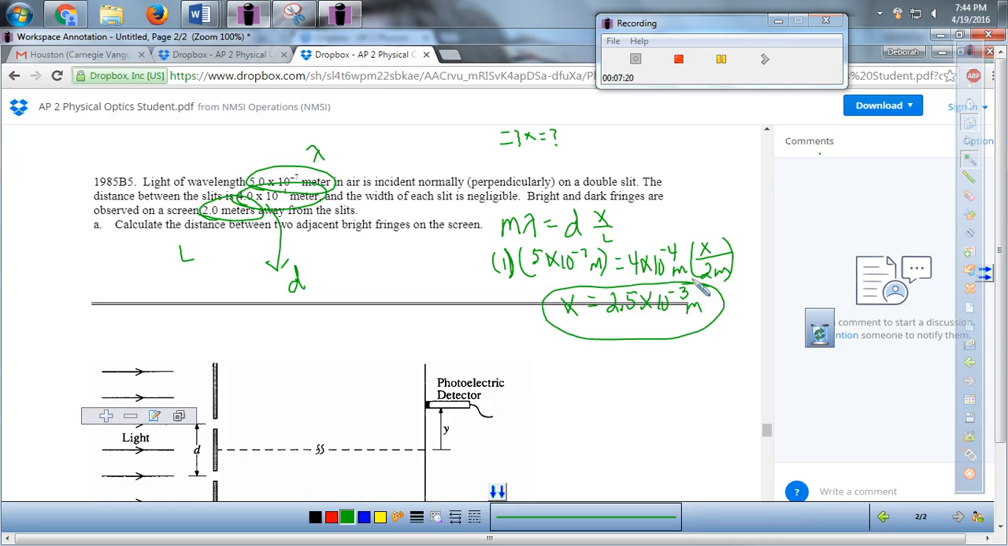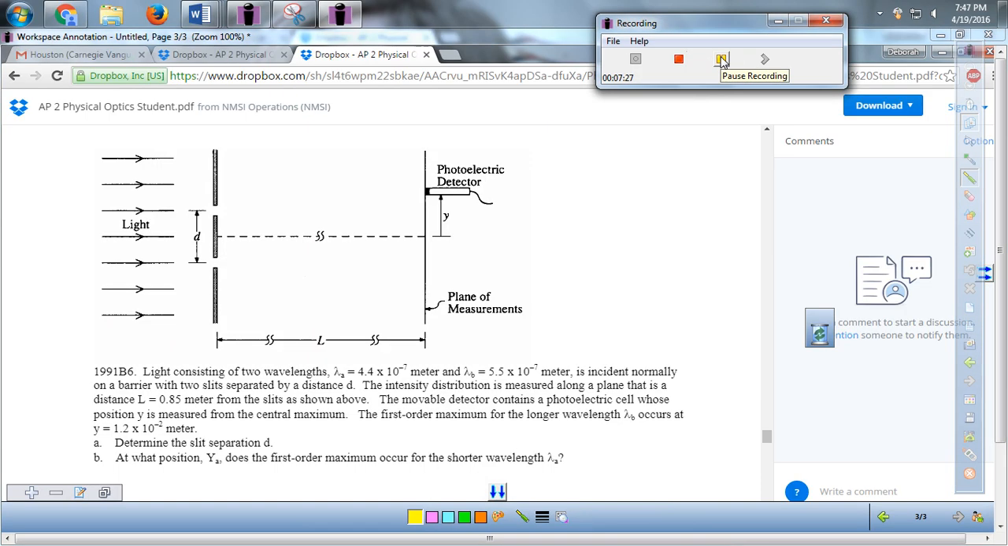Okay, next one we have is 1991 B6, so let me see if I can scroll down and get that one picked up. Alright, so here we have some light. We have 2 slits again. We have a photoelectric detector, which is y distance away from this center. We know this distance from here to here is L, and this is the screen that we're taking all of our measurements on.